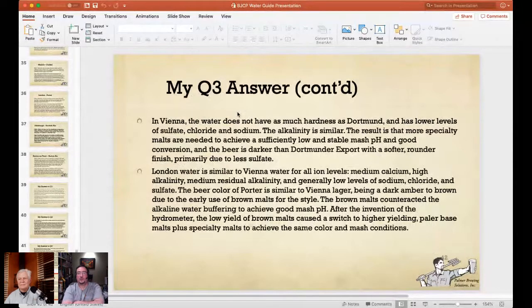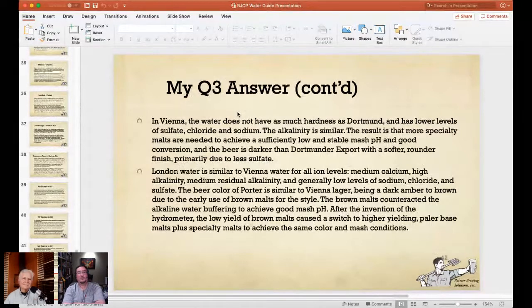The beer color of porter is similar to Vienna lager, being a dark amber to brown due to the early use of brown malts for the style. The brown malts counteracted the alkaline water buffering to achieve the good mash pH. After the invention of the hydrometer, the low yield of brown malts caused the switch to higher yielding paler base malts plus specialty malts to achieve the same color and mash conditions. I kind of drifted off on a tangent there.